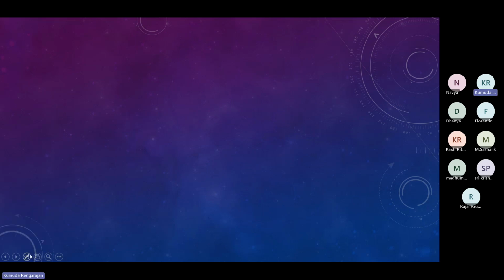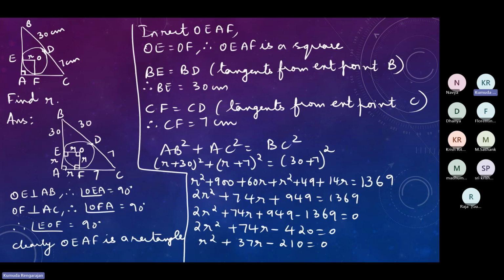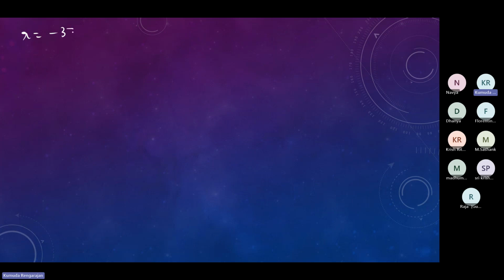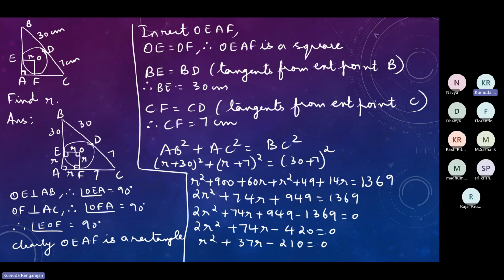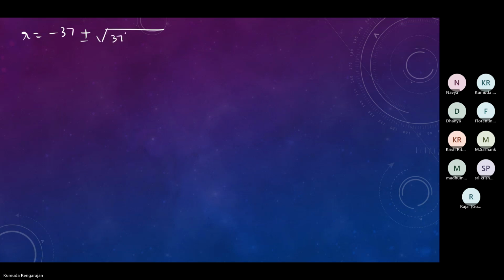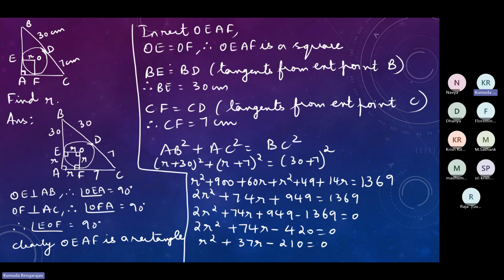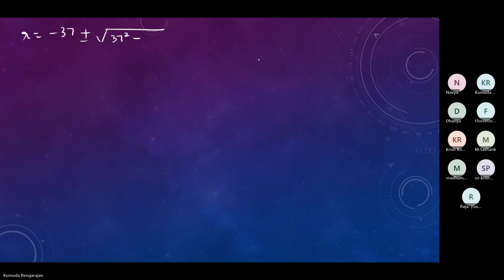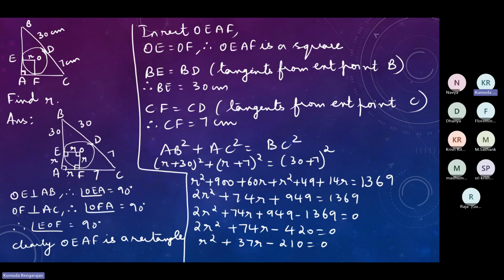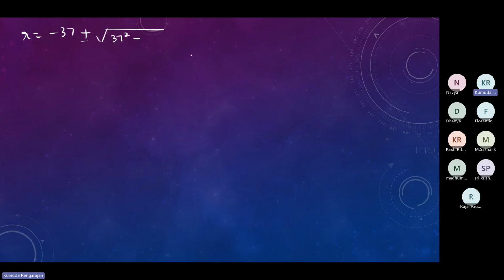Okay, let's do it using the quadratic formula. So R is equal to minus B, minus 37, plus or minus square root of B square, 37 square, minus 4AC, 4 into 1 into minus 210. So it'll be plus 840, over 2A, 2.